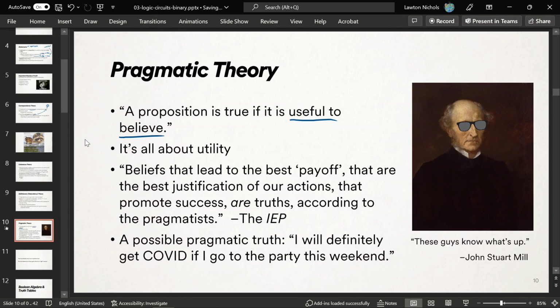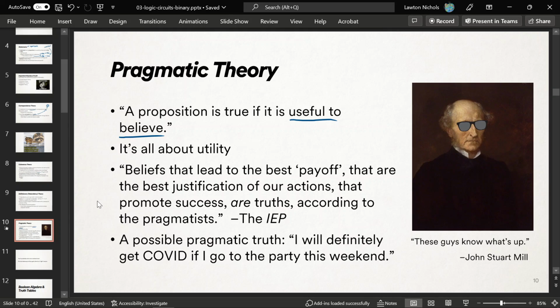So John Stuart Mill maybe would have been a pragmatic theorist. And here's how they define it: beliefs that lead to the best payoff, that are the best justification of our actions, that promote success. Those are the things that are true, according to the pragmatists. Okay? Interesting.